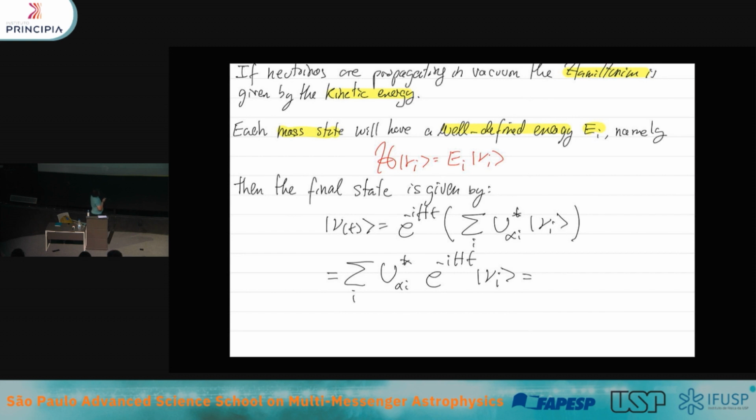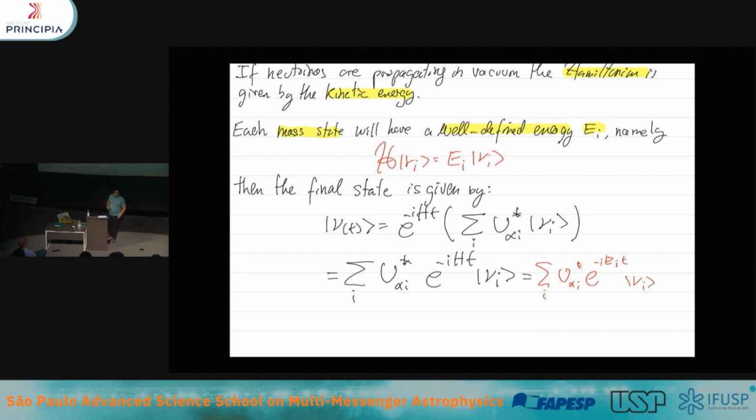So I apply my time evolution operator to my neutrino states. This is my initial flavor state written in the mass basis. And so I can just apply this operator over the sum, and I get this thing here. And then this operator is applied over your mass states. And so what you end up getting is something like the sum over i, U alpha i star, e to the minus i E_i t, and then you get nu i, okay?